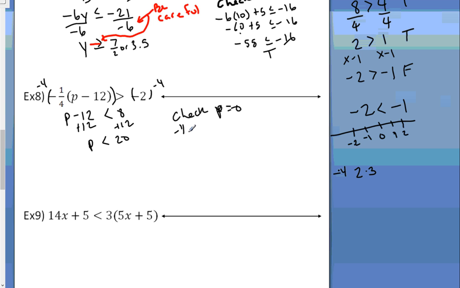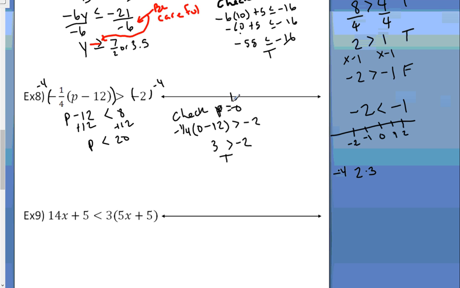Negative 1/4 of 0 minus 12. Dang it, 12. 0 minus 12 is greater than negative 2. And remember, when I check it, I always go back to the original problem, right? That's what I'm going to do. So 0 minus 12 is negative 12. Negative 1/4 of negative 12 is positive 3. Is 3 greater than negative 2? Yes, it's true. So that's good.